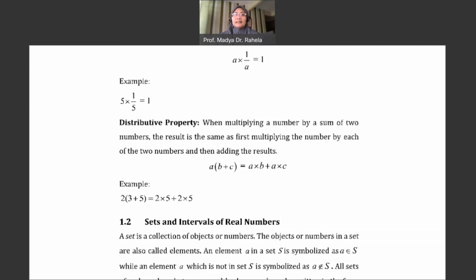Okay, next is the distributive property. For the distributive property, when we have a sum of two numbers, we multiply by the sum. So we distribute by opening up the bracket and distributing the multiplication equally. For example, A multiplied by the bracket B plus C. By using the distributive property, the expression is the same as A times B plus A times C.